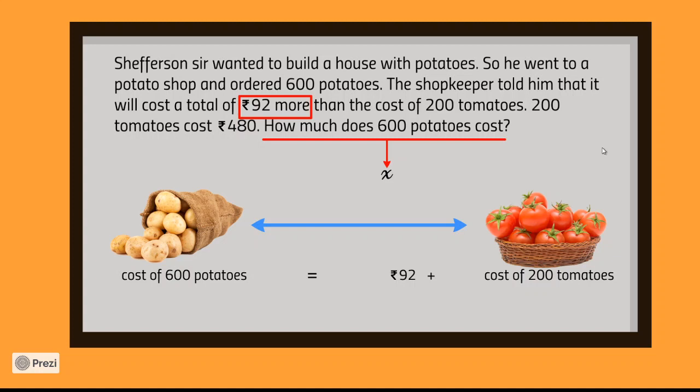Now, cost of 600 potatoes is what I called X in the beginning. So instead of writing cost of 600 potatoes, the whole thing, I will simply write it as X. And cost of 200 tomatoes, it is given as 480 rupees in the question. So I will call it 480 rupees. So if you look carefully, you get an equation. X is equal to 92 plus 480. So this is one thing.